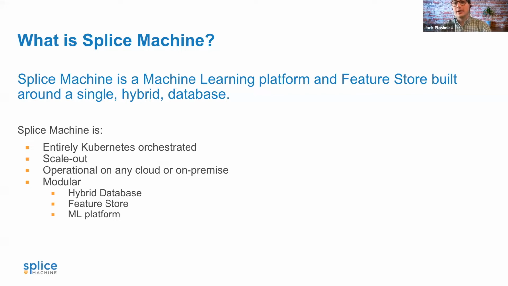Splice Machine is also scale out. You can add more nodes, add more Spark executors as necessary, and execute queries on data of any size. And finally, Splice Machine is modular. The first piece and the critical component is the hybrid database. There's, of course, also the feature store and the ML platform, which I'm going to show you today. Your organization does not have to use every piece of this platform. If any part of it is of interest to you, you're more than welcome to use just that part. However, what we're going to show you today is using the whole package, using the feature store and the ML platform in conjunction, because we think that has added benefits, added synergies.